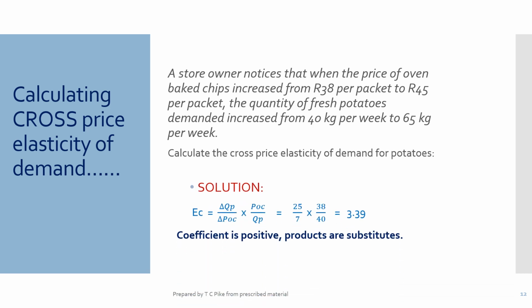I'm now going to pull up the solution. Here we have it. Your cross elasticity of demand, the change in the quantity of your fresh potatoes divided by the change in the price of your oven chips, and then times the price of oven chips, original price, over the quantity of potatoes, original quantity, and that is what will give you your information here. Do your calculation. You should get the answer 3.39. This shows us that the coefficient is positive and your products are substitutes.